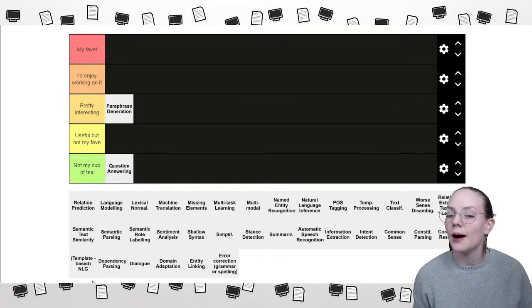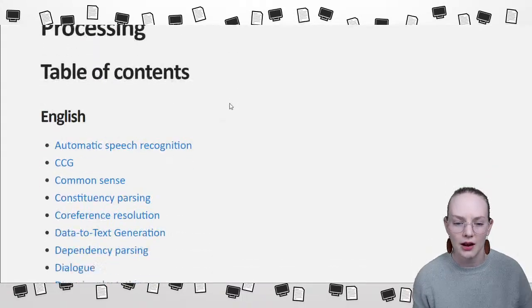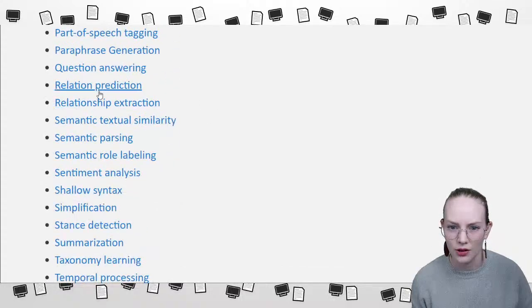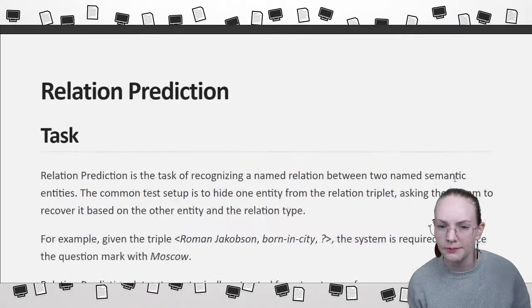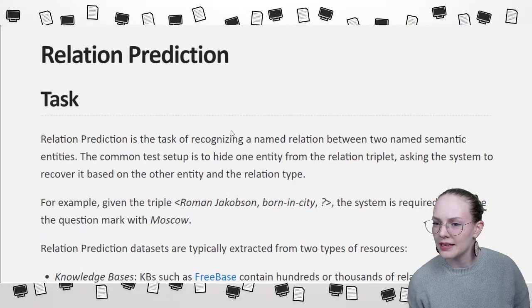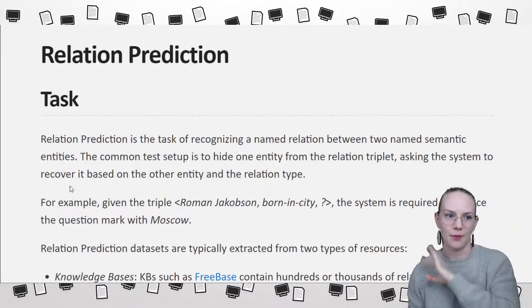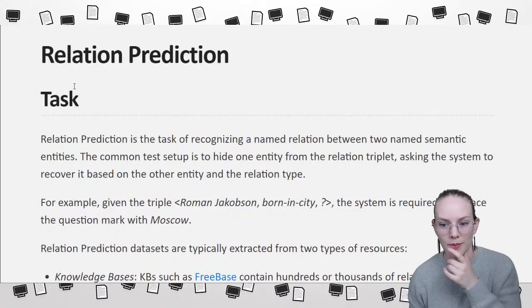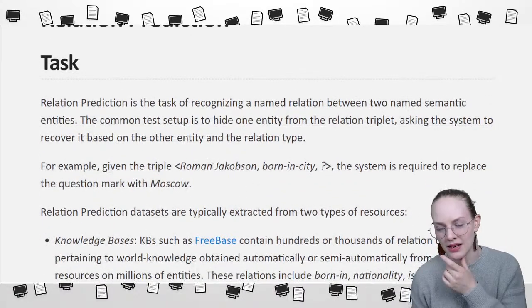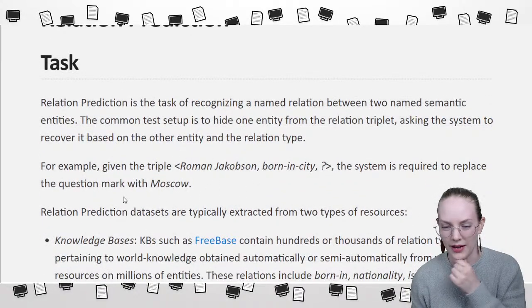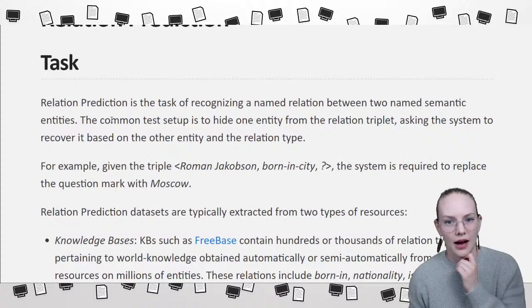Okay. And I'm gonna double check which one this is because there were two that were real close, and I want to make sure that I get the right one. Recognizing a named relation between two semantic entities. Okay. So this is like X is father of Y, X is capital of Y. So that sort of relationship. Yeah, also like what city was Roman Jakobson born in? And it should be Moscow.